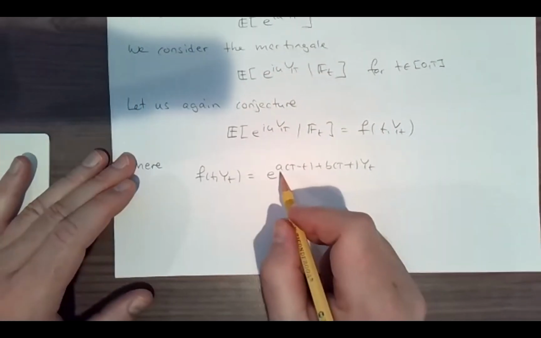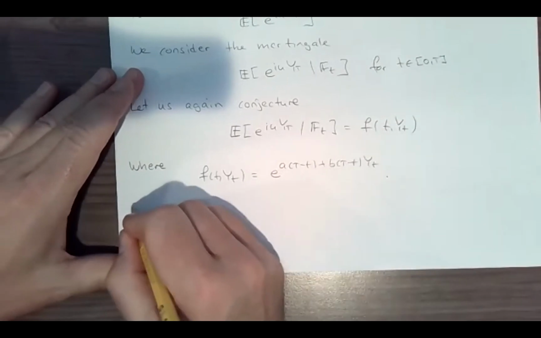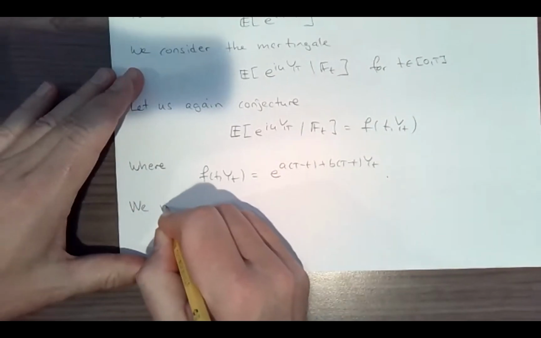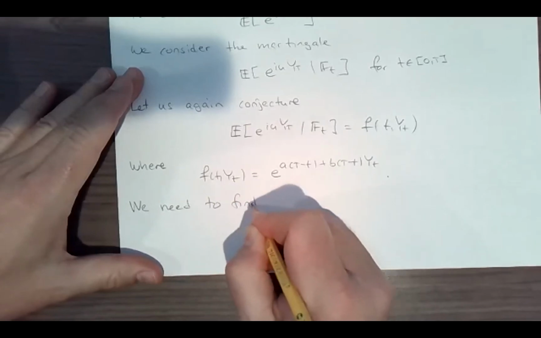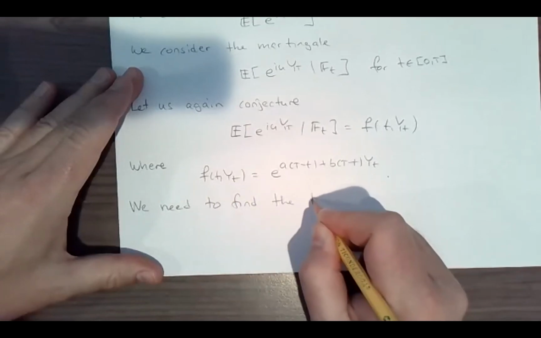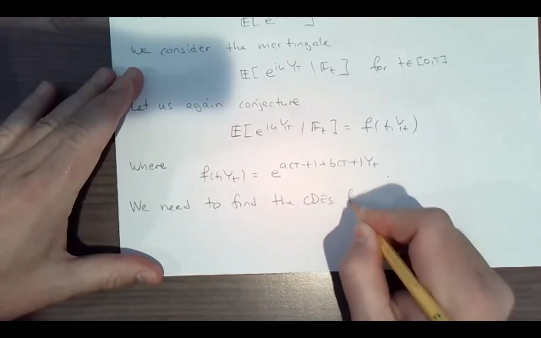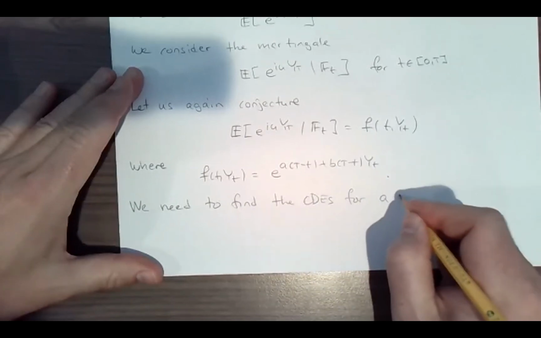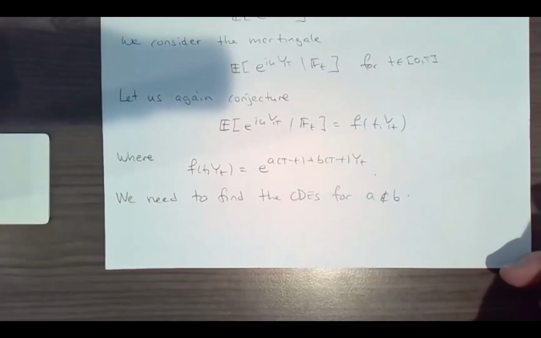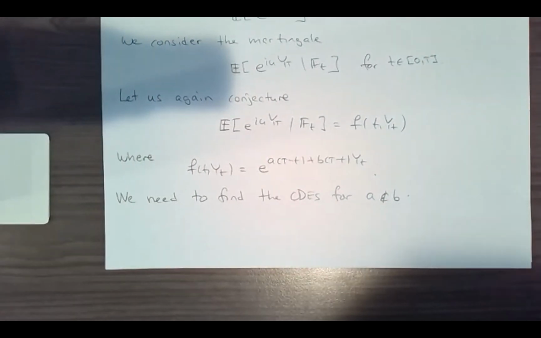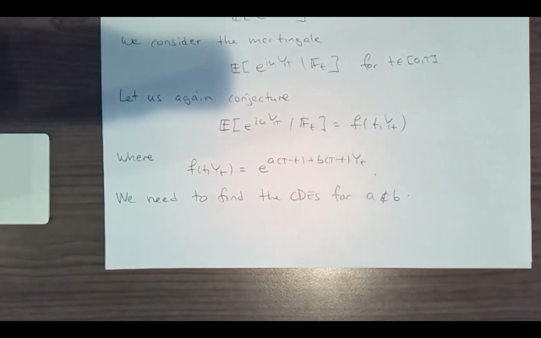So we need new ODEs. We need to find the ODEs for A and B. Just as before, of course, we're going to get different functions A and B now, but other than that, the structure is quite similar.